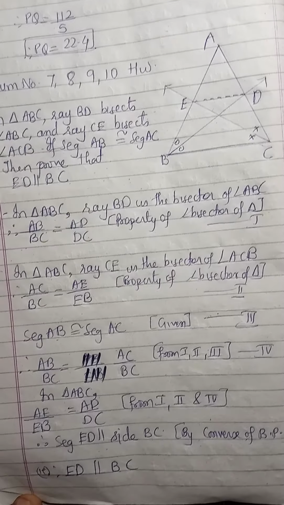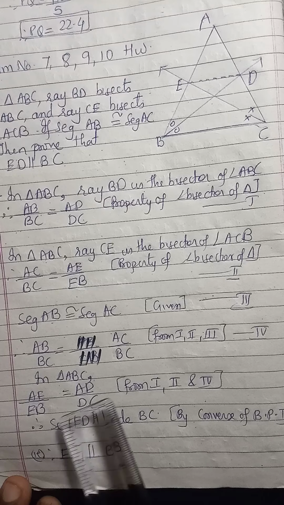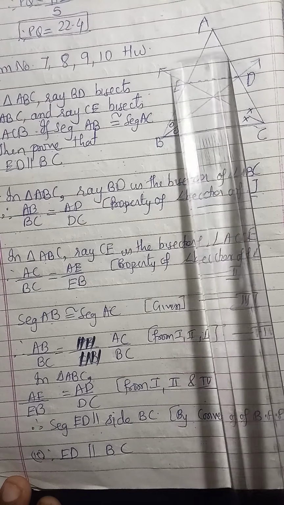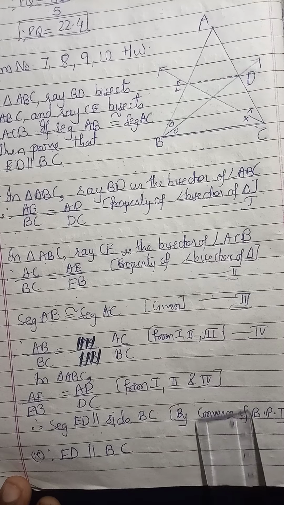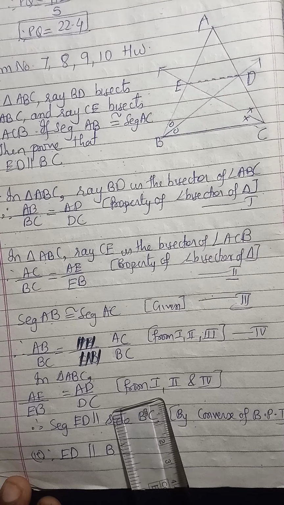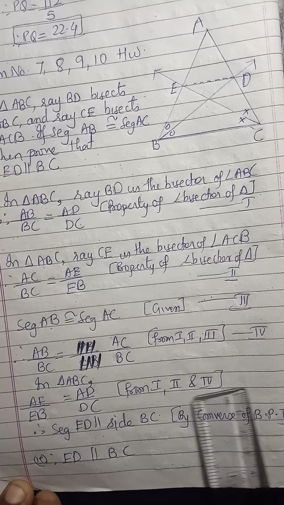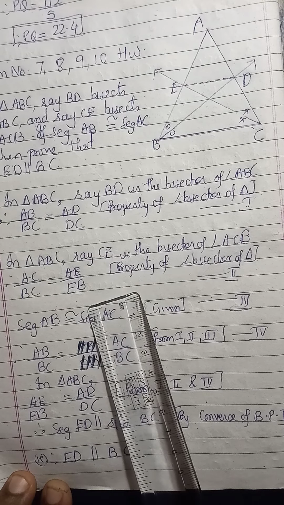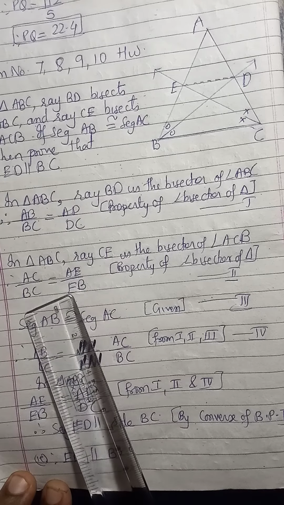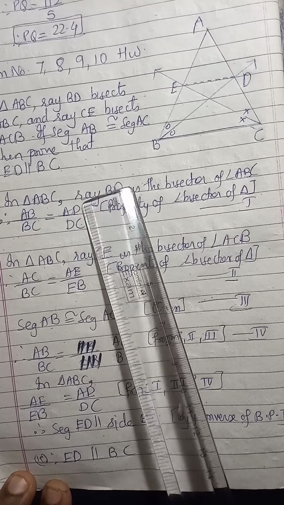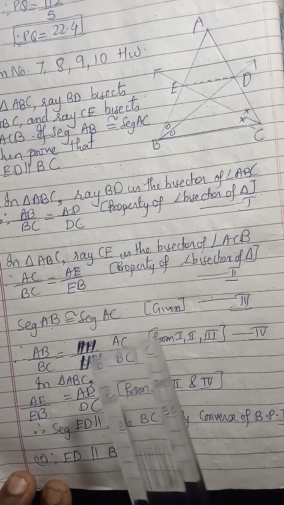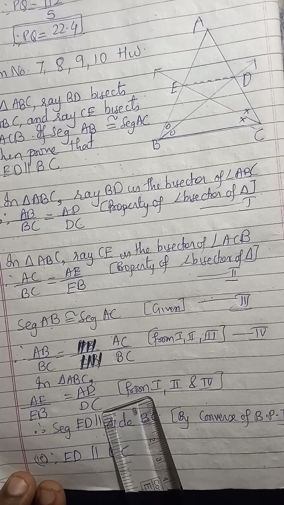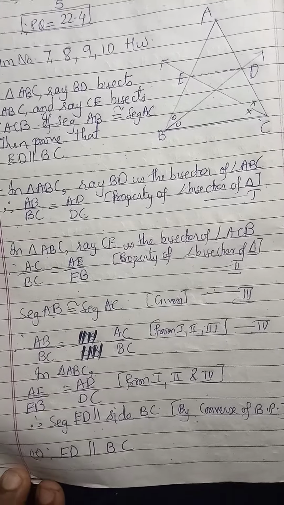Now in triangle ABC, AE upon EB equals AD upon DC. Reason? From 1, 2 and 4. Look at equation 1, look at equation 2. Since both of these are equal, therefore both have to be equal. That's what is written here: AE upon EB equals AD upon DC.